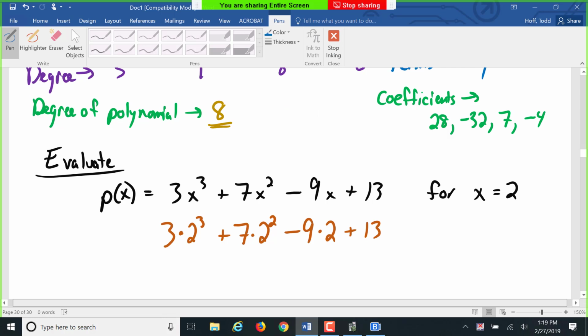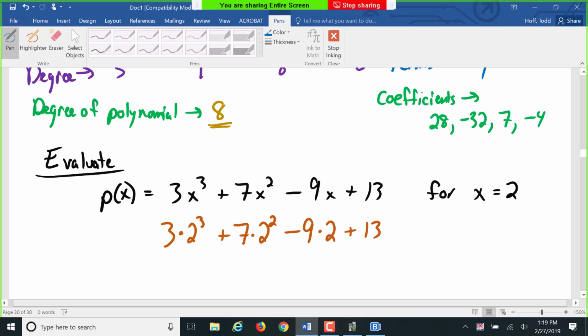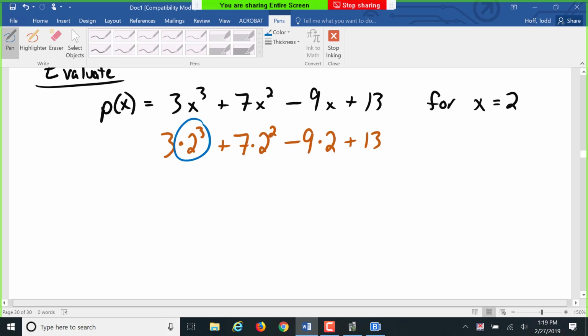Now what? Yeah, we do our order of operations to evaluate. Do our powers first. 2 to the third is, careful, 8. 2 times 2 times 2 is 8. There we go. 7 times 2 squared is 2 times 2 is 4. High energy today.